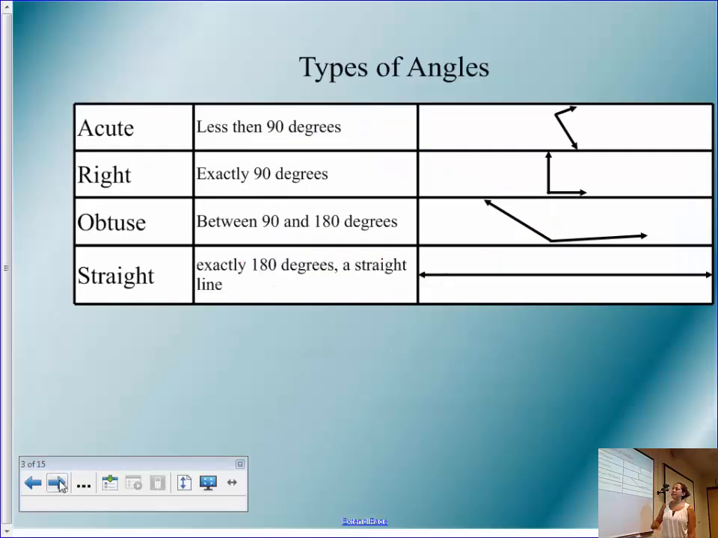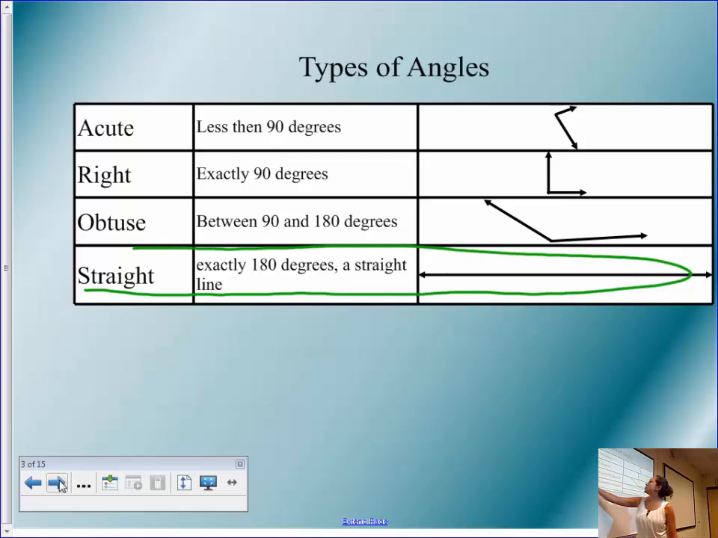Now take a second, copy this chart down, and pay attention to the measurements because we're going to be recognizing these in examples that are going to help us set up equations. Once you finish writing this down, I would highlight this last part, that a straight angle has exactly 180 degrees, and that a right angle has exactly 90 degrees. Okay?